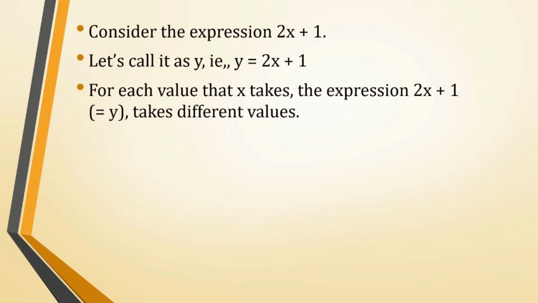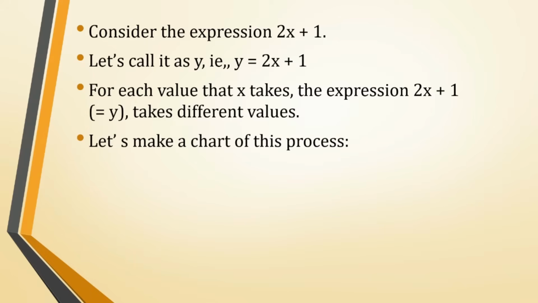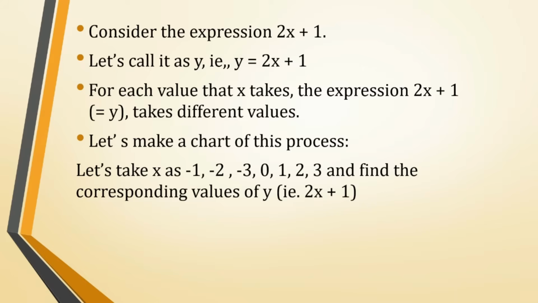What we are going to do is plug in different values for x and find out what the value of 2x plus 1, which is equal to y, would be. So let's make a chart for this process. What values of x would we like to take? We can take any values like minus 100 or plus 100 or 1000 or 10,000, whatever. But for simplicity's sake, let's take values for x of -3, -2, -1, 0, 1, 2, 3. Let's just keep it to that set of values for x. Once you start plugging in the values one by one into 2x plus 1, the y values will start giving different values.